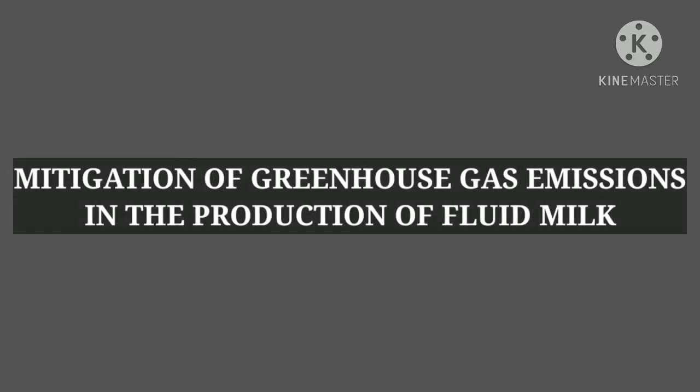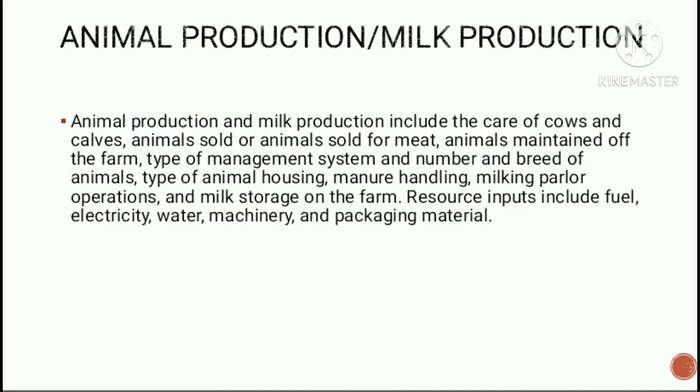Mitigation of greenhouse gas emissions in the production of fluid milk. Animal production and milk production include the care of cows and calves, animals sold for meat, animals maintained off the farm, type of management system and number and breed of animals, type of animal housing, manure handling, milking parlor operations, and milk storage on the farm. Resource inputs include fuel, electricity, water, machinery, and packaging material.